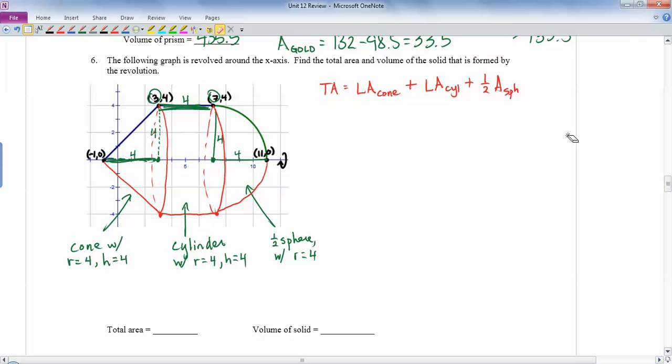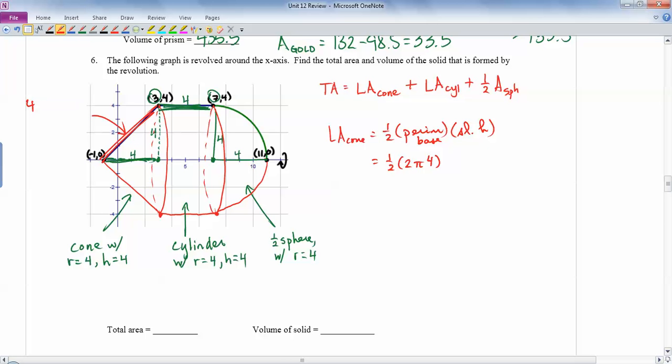Okay. So let's come up with these formulas here. Lateral area of a cone we know is half the perimeter of the base times the slant height. The perimeter of the base is 2 pi 4. And then the slant height is this thing, so we have to calculate that.